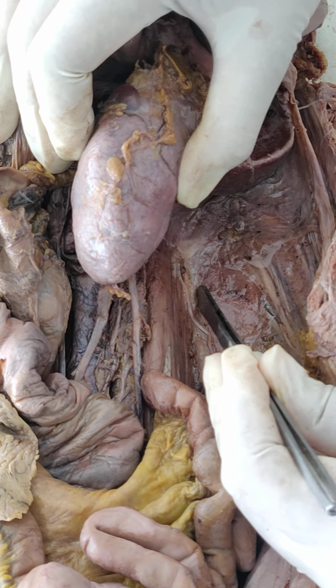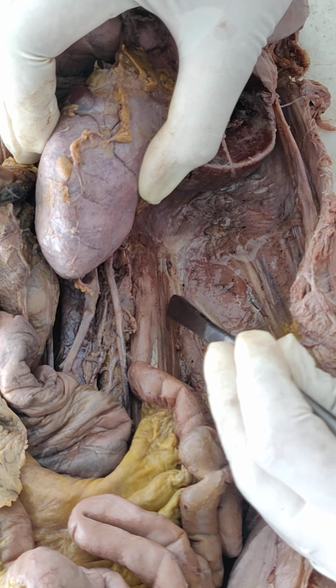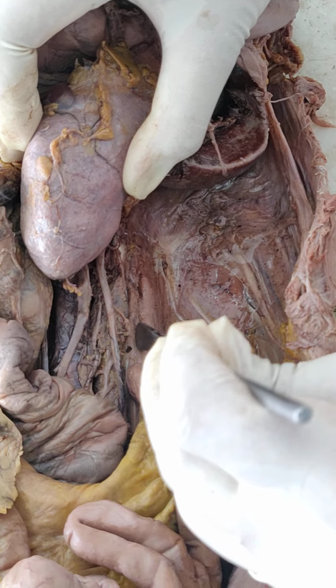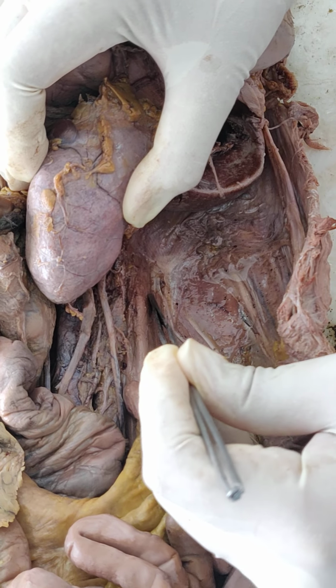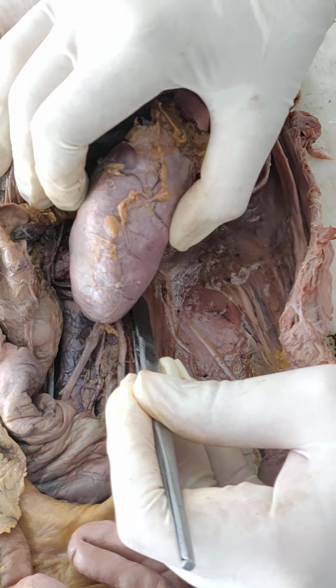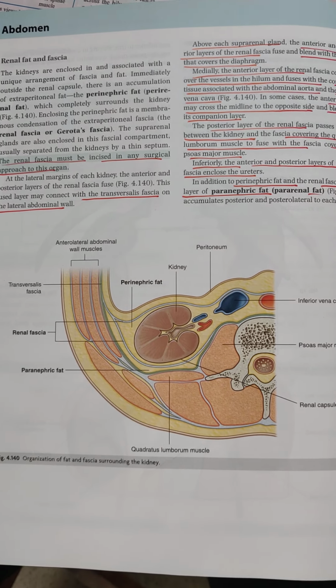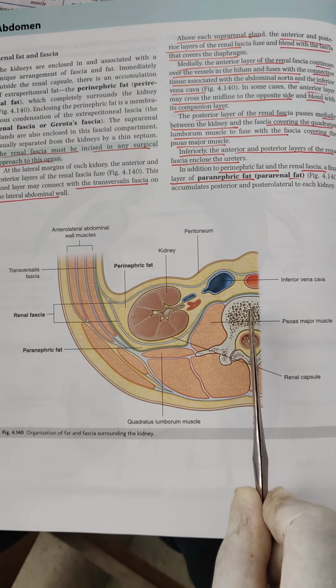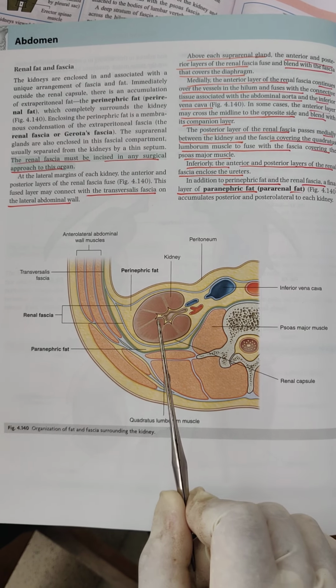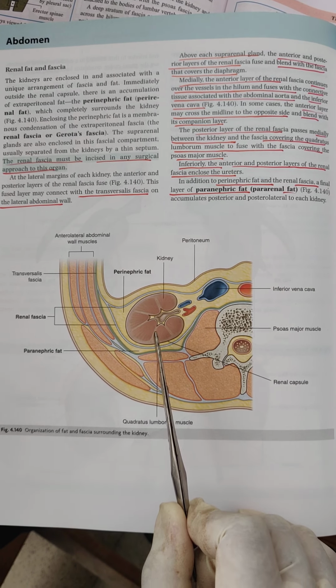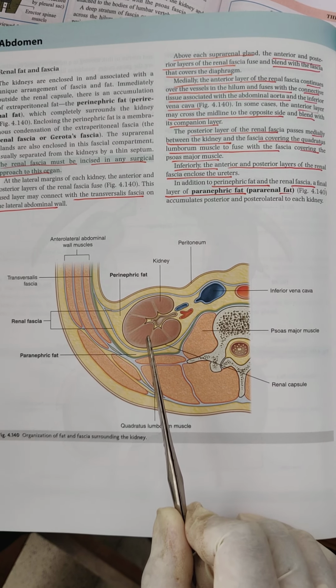Medially it covers the quadratus lumborum, and then the fascia covering the psoas major, and it is merged with the fascia of the psoas major. So this is about the renal fascia. I will show you inside the book. Here you can see this is the midline, this is the vertebra, and this is the left side of the kidney.